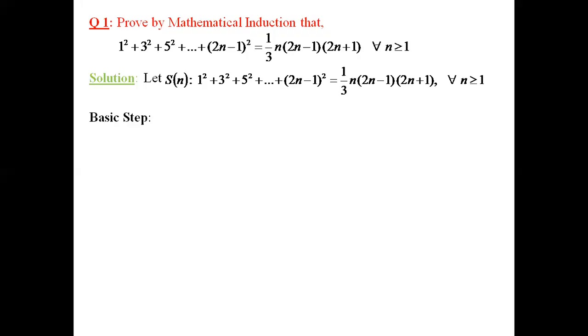Basic step. In basic step, we need to prove the result for n is equal to 1, which is the least value that n is taking in this particular question. So we prove the result for S of 1. So left hand part, when we take n is equal to 1, we will just remain with 1 square. And the right hand part, taking n is equal to 1, it becomes 1 into this 2n minus 1, taking n equal to 1 also becomes 1, and 2n plus 1 becomes 3 when n is 1.